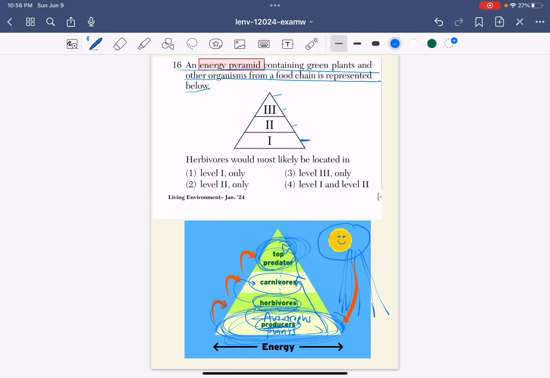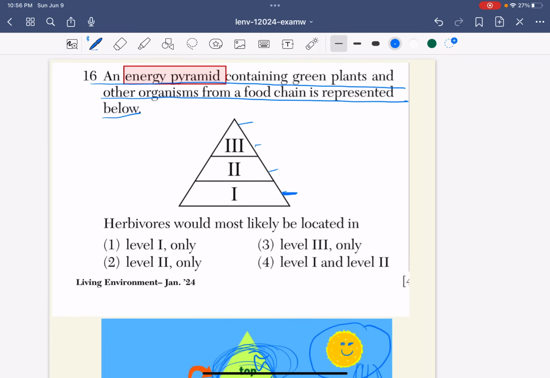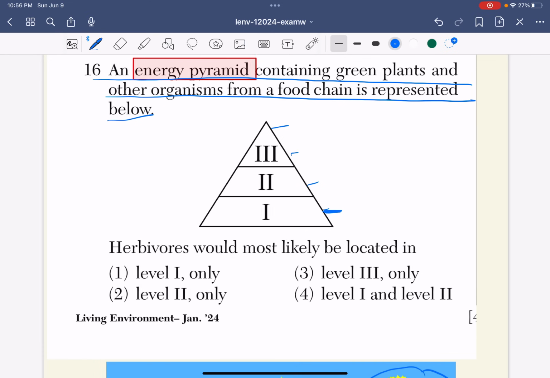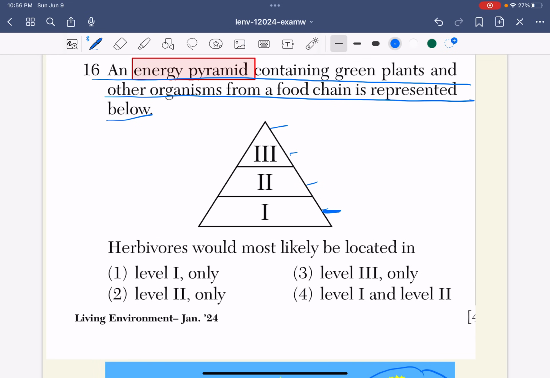So now that we reviewed the energy pyramid, with my stuttering, so sorry about that. I'm not editing that out. It takes too much time. We gotta study for Friday's test.